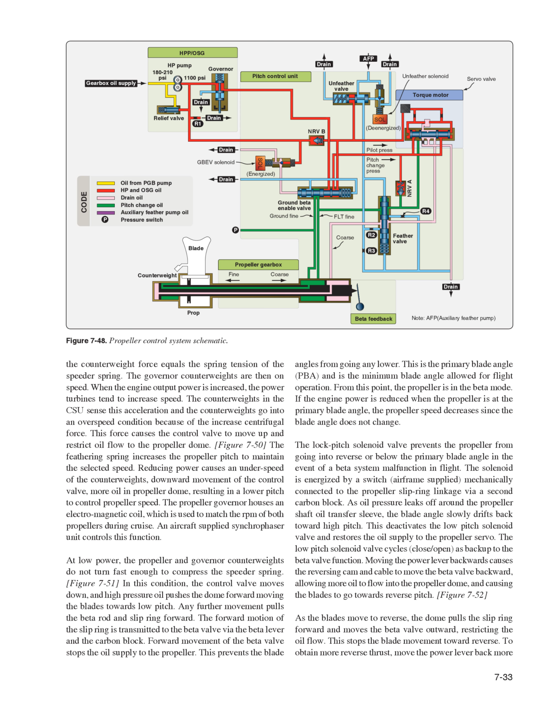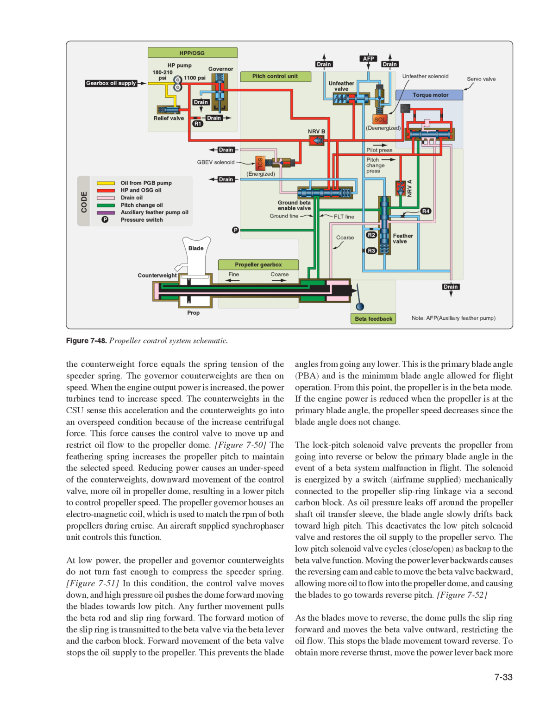The lock-pitch solenoid valve prevents the propeller from going into reverse or below the primary blade angle in the event of a beta system malfunction in flight. The solenoid is energized by a switch, airframe supplied, mechanically connected to the propeller slip ring linkage via a second carbon block. As oil pressure leaks off around the propeller shaft oil transfer sleeve, the blade angle slowly drifts back toward high pitch. This deactivates the low-pitch solenoid valve and restores the oil supply to the propeller servo. The low-pitch solenoid valve cycles, close/open, as backup to the beta valve function.